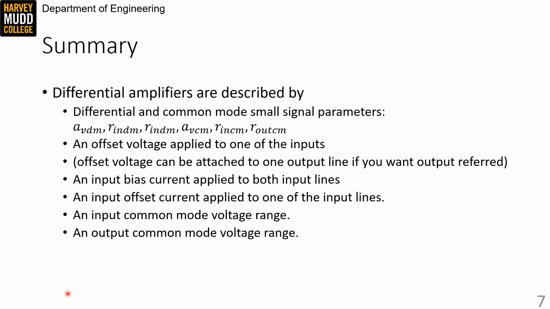So in summary, differential amplifiers are described by a bunch of parameters. These include the differential and common mode small signal parameters, an offset voltage that is applied to one of the inputs, though if you prefer you can have the offset voltage attached to one output line if you want an output referred offset. An input bias current applied to both of the input lines of the differential amplifier. An input offset current applied to one of the input lines. An input common mode voltage range and an output common mode voltage range.